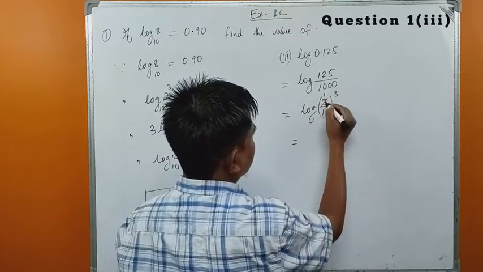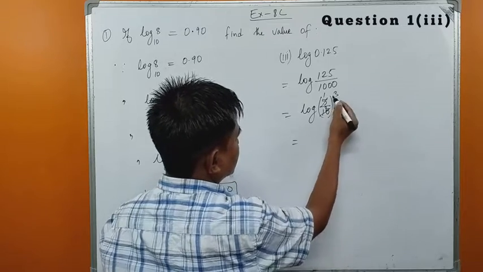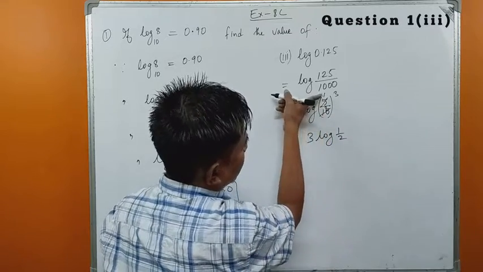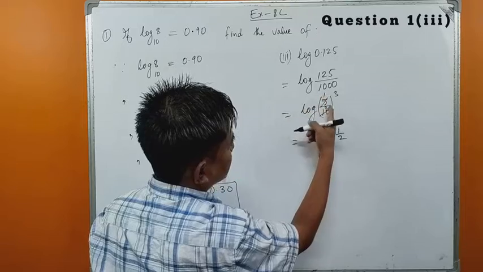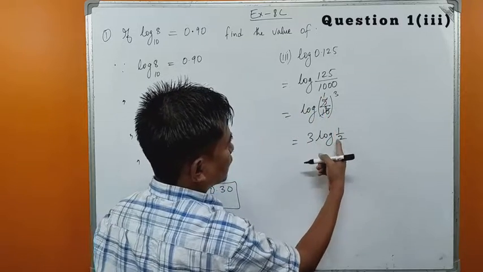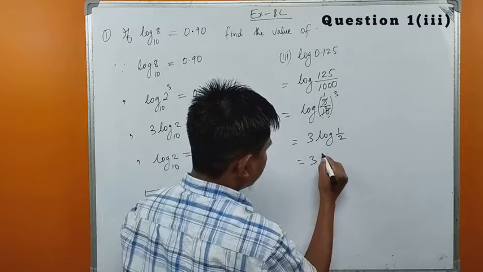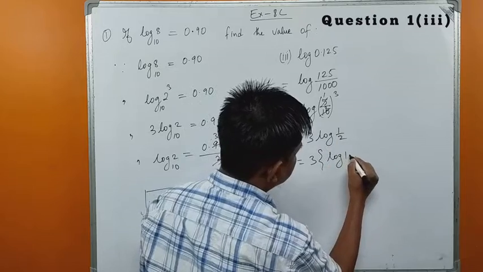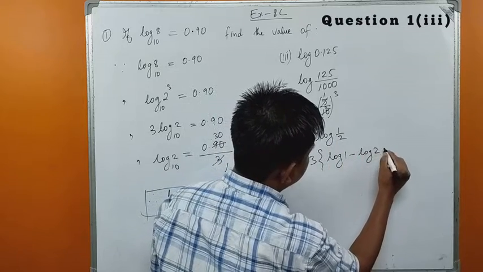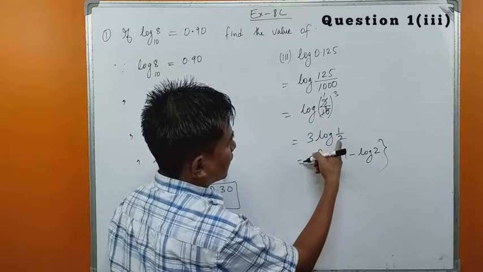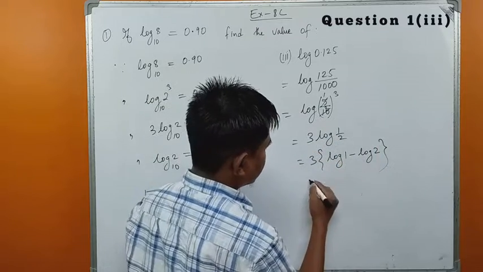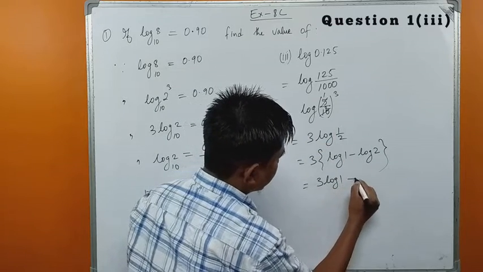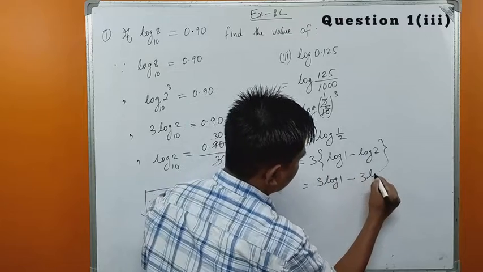Now what I do is 5 ones are 5, 5 twos are 10. Okay, so this 3 comes in the front, 3 log 1 upon 2. Here we have 1, in the denominator we have 2, 5 ones are 5, 5 twos are 10. So 3 log 1 upon 2. So this is actually 3 log m upon n. This means log m minus log n, isn't it? Log m upon n means log m minus log n. So 3 into log 1 means 3 log 1 minus 3 into log 2 means 3 log 2.